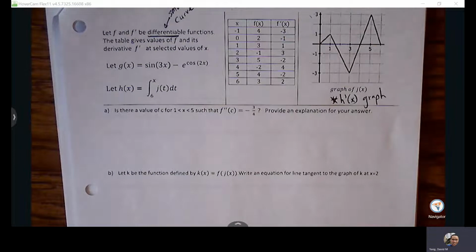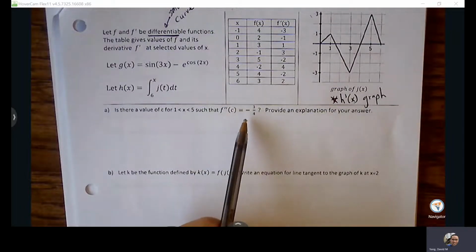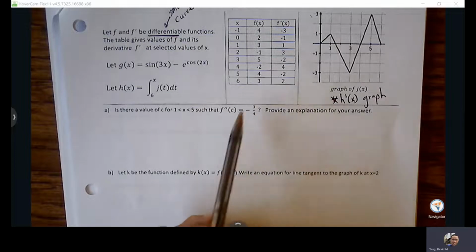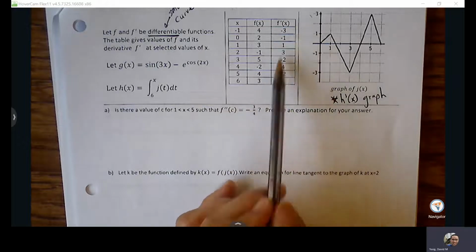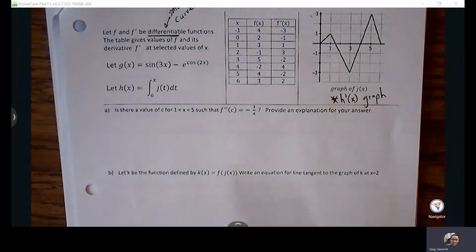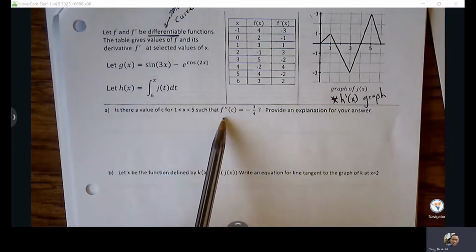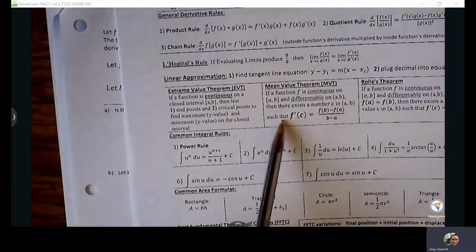Okay, part A. Part A says, is there a value between 1 and 5 such that f double prime is equal to -3/4? Provide an explanation for your answer. Now you can see that there's no table of values for f double prime, but we do have f prime to work with. So I want to show you that this is a problem that pushes us towards applying a theorem, and specifically the mean value theorem.